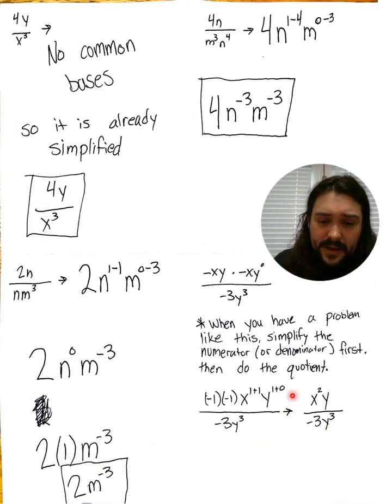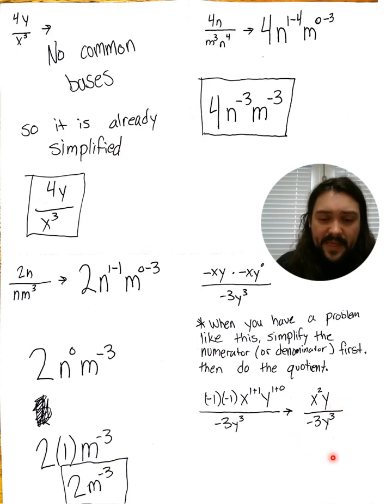All right. So negative 1 times negative 1, negative times negative is always a positive. So that's just positive 1. X, 1 plus 1 is 2, so x squared. And then y, 1 plus 0 is just 1. So we have x squared y divided by negative 3y cubed. Now it looks a lot like what we have been doing. We can just use the quotient property.